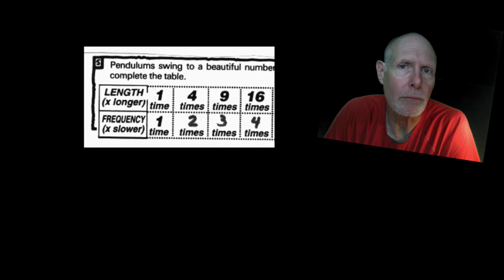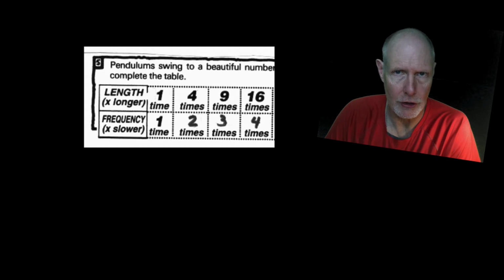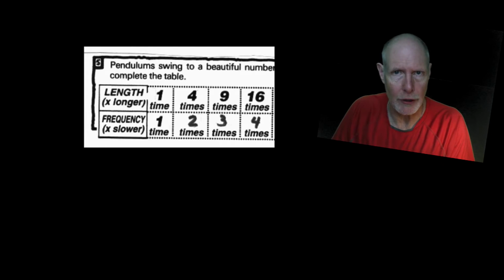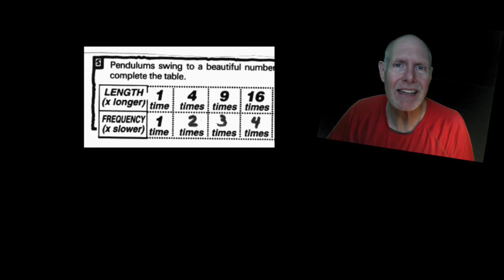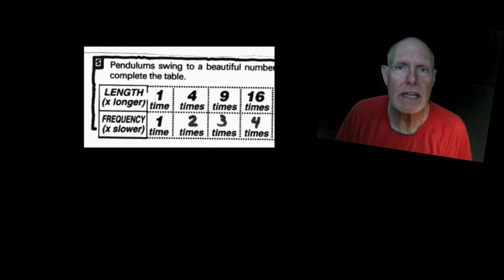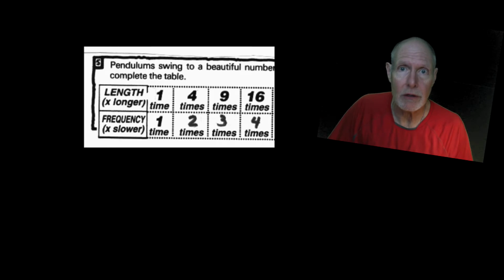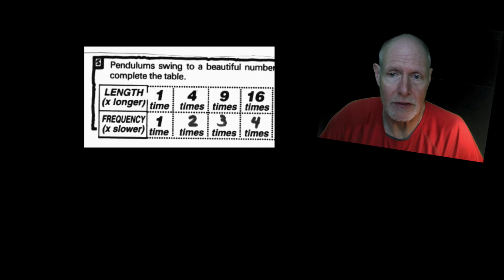But if we made the pendulum longer than that, by 4 times longer, we found out that its frequency was twice as slow. Okay? If it was 9 times longer, its frequency compared to the first one was 3 times slower, and then the one that was 16 times longer, its frequency was 4 times slower. In other words, it made 4 times as many swings as the other one.